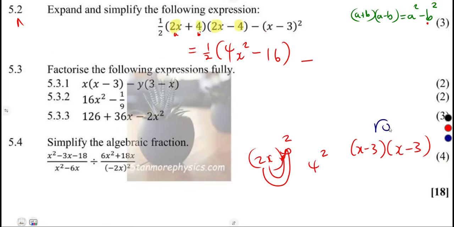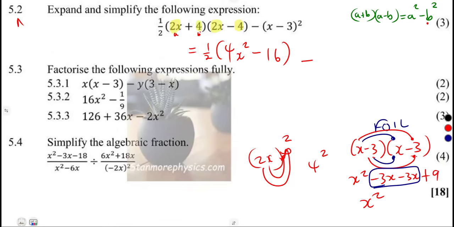Using the FOIL method, you can expand this part, x times x, that's x squared, the first, then the inner, negative 3 times x, which is what? Negative 3x, then, sorry, the outer part. What did I do here? I wanted the outer part, which is negative 3x, then the inner part, negative 3x, then the last, negative 3 times negative 3 is what? Positive 9. So collecting like terms here, minus 3 minus 3 was going to give us what? Negative 6x plus what? Plus 9. So this is what you're going to get here, x squared minus 6x plus 9.